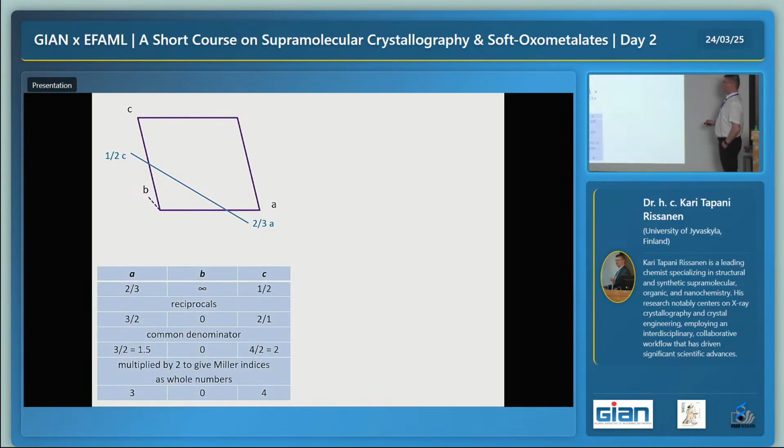Now, A is 2/3. B is infinite because the plane goes along it, so it doesn't cut anything. And then C is 1/2. Now we take the reciprocals for these. So this one turns to 3/2. This becomes 0. And this becomes 2. Now, these are still fractional numbers, and they have to be integers. So we take the common denominator and multiply all of these by 2. By multiplying, we get 3, 0, 4. So the name of this plane is 3, 0, 4.